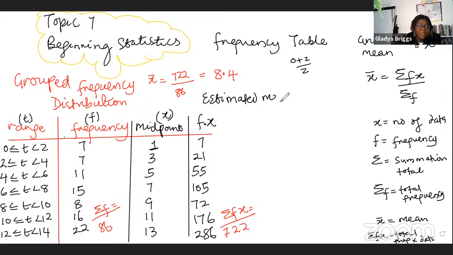Estimated mean, and it's estimated mean because we don't exactly know what the data is, but we've chosen to go with the midpoints. The midpoint is what we've chosen to go with, so it's called the estimated mean. Let me get you one to try out for me. Okay, I found it. I think I can take this part off now. I think you guys have it in your books now.